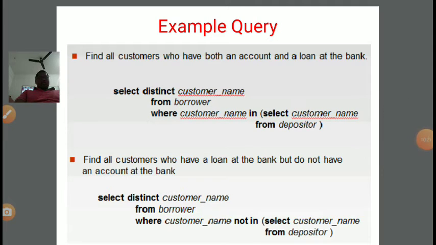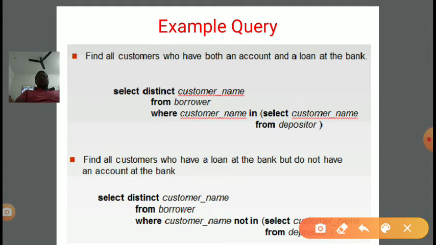Find all the customers who have a loan at the bank but do not have an account at the bank. Do not have, it means it is related to set difference. So in set difference, what you wish to do is select from, except select from.